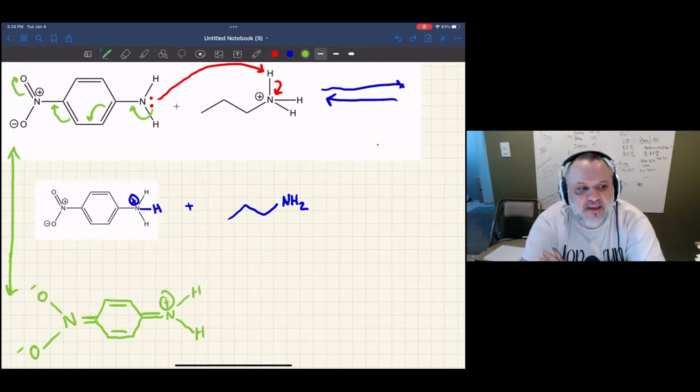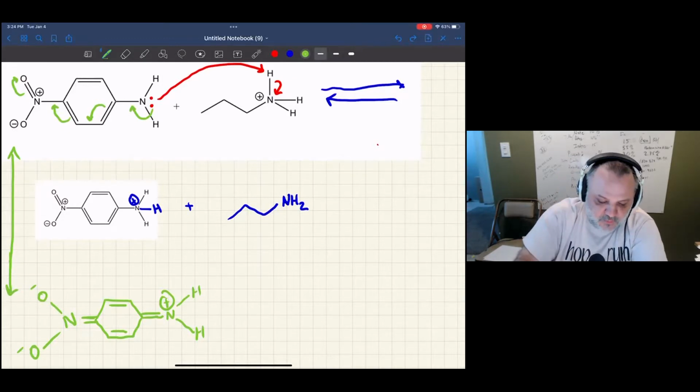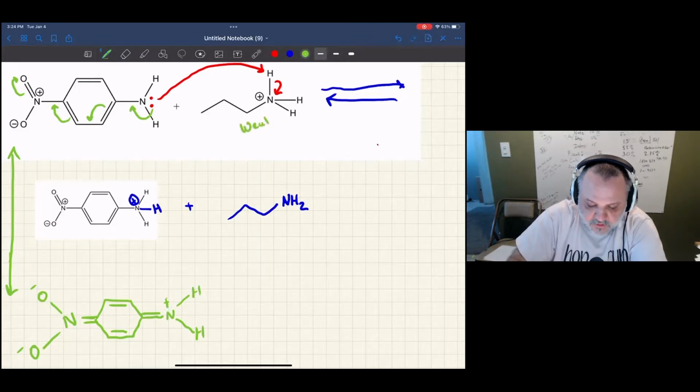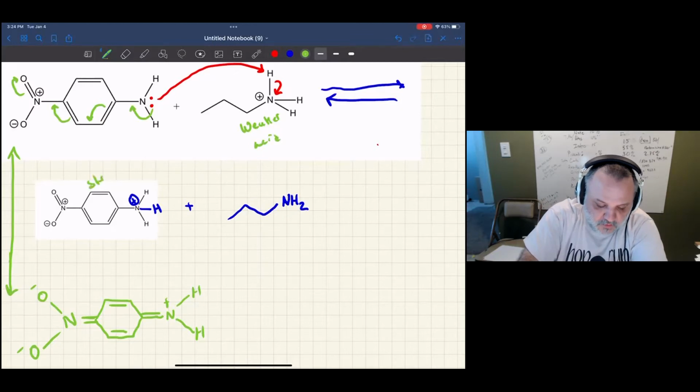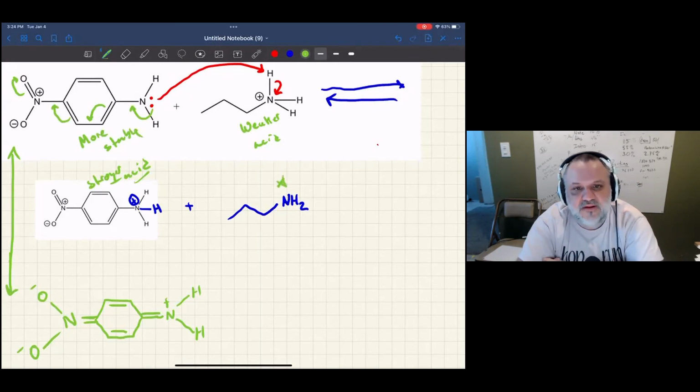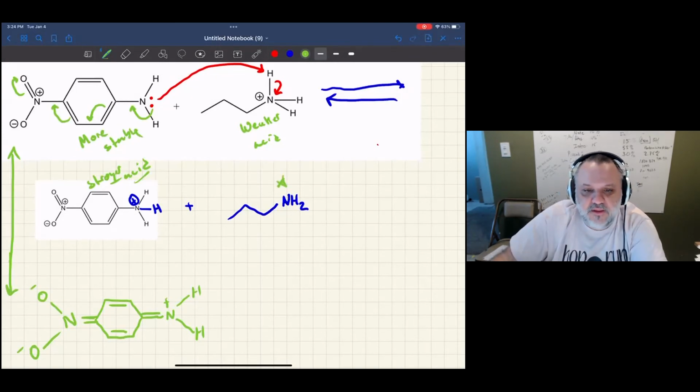That makes this one the weaker acid. I'm sorry, one more time. That makes this guy the weaker acid. This one is the stronger acid. And the reason it's the stronger acid is because this is more stable than this guy, and it's more stable through resonance. And that's what I would go with at this point in chemistry.